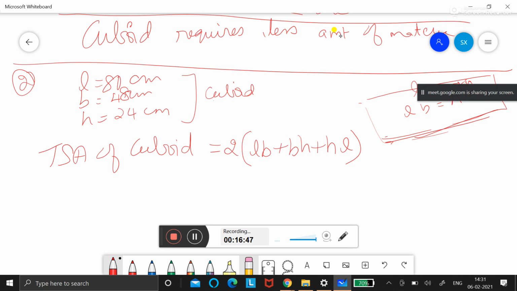You should tell like that, okay? So LB means L into B. You know that very well. So LB straight away: 2 into LB plus BH plus HL. Now you substitute. Okay? LB means what? 8 into 48. Okay? Small bracket you put inside. BH, 48 into 24.